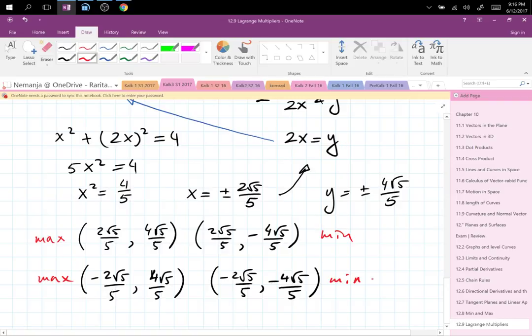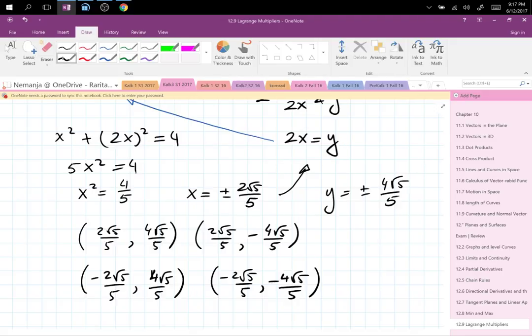Oh, whoa, hold on. Ah, you didn't see this? You didn't see this? No one saw anything? These are your x and y values. So now you plug them in to get your z values, which will tell you which ones are mins and which ones are max, all right?